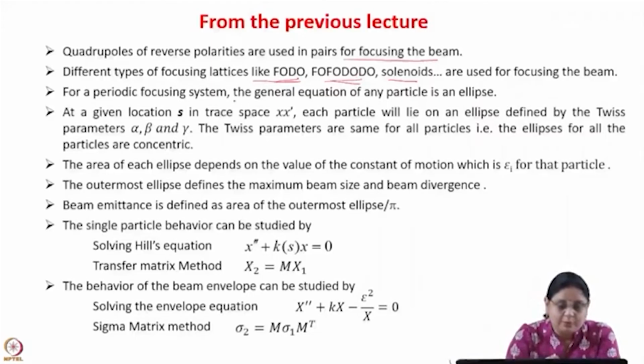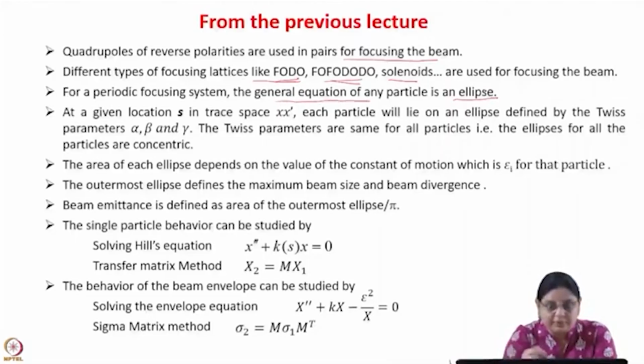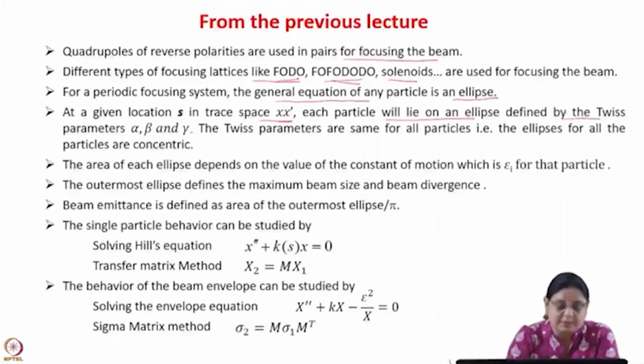For a periodic focusing system, the general equation of any particle is an ellipse. So we derived this in the previous lecture. At a given location S in trace space x-x prime, each particle will lie on the ellipse defined by the twiss parameters alpha, beta and gamma. The twiss parameters are the same for all particles, that is, ellipses for all the particles are concentric. So alpha, beta, gamma tell you about the shape and orientation of the ellipse.